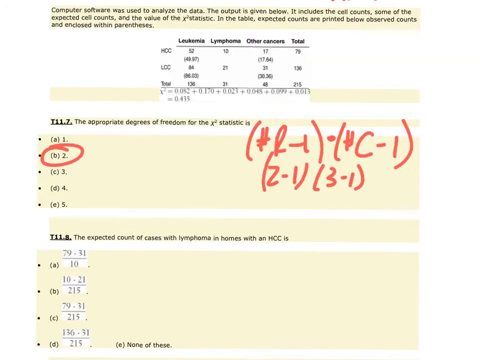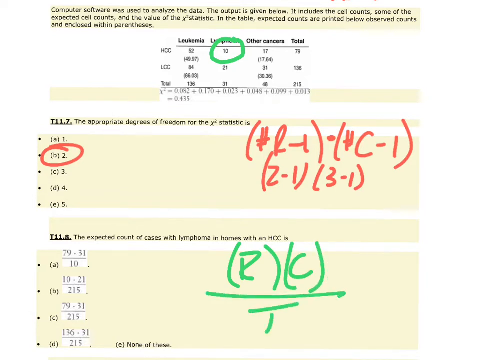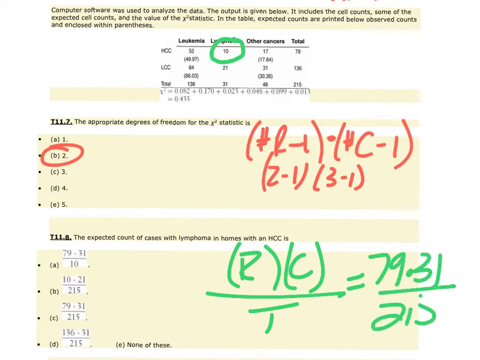Question 8, the expected count of cases with lymphoma in homes with HCC is what? So if we go up to the table and we find lymphoma with HCC, is this observed amount? So remember, we've already talked about this. To find the expected count, it's going to be the row total times the column total over the total of all of the data in this table. So that's going to be 79 times 31 over 215. And that's going to give us this value right here, or letter C.